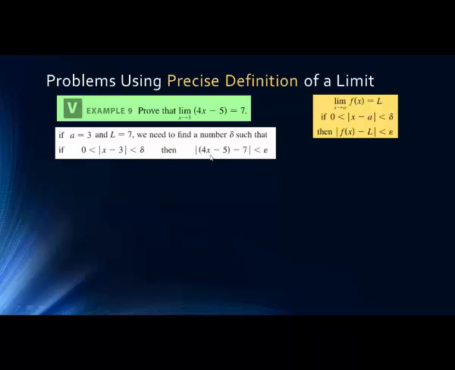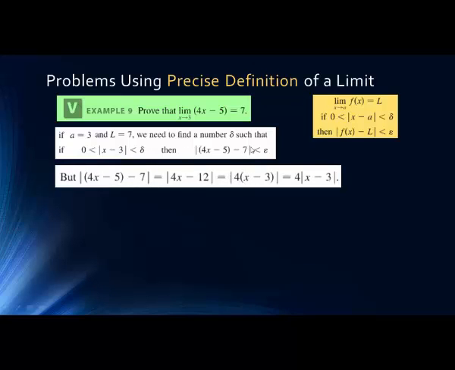Then f of x, which is our formula, 4x minus 5, minus L, this is just directly from the definition, is less than epsilon. All right? So we've got to find some kind of delta figure that makes sense. Notice over here that if we simplify this, we get 4x minus 5 minus 7, which is equal to 4x minus 12. All I've done is drop the parenthesis, and minus 5 and minus 7 is negative 12.